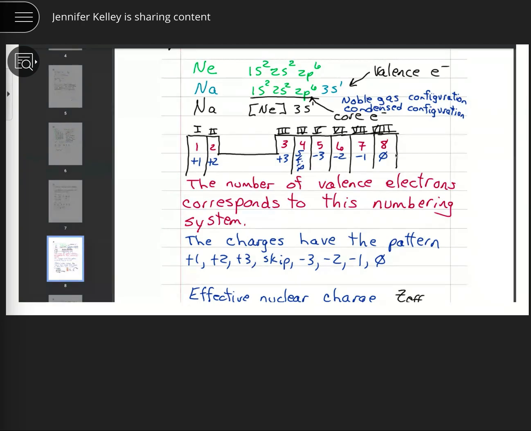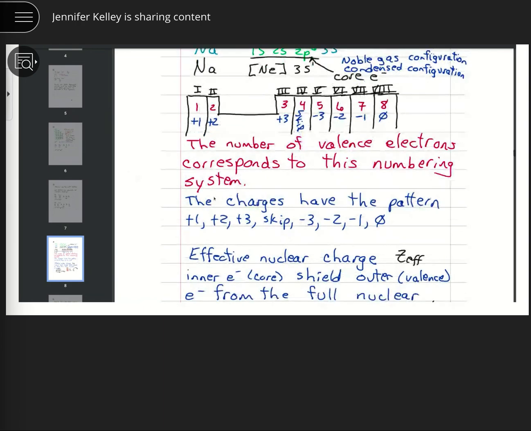And below that, I just did a reminder of what's the normal charge it usually makes. So everything in column 1 usually makes +1. Column 2 makes +2. Column 3 makes +3. So far it's the same pattern as the valence electrons. Then we skip column 4 because you have to know something else to figure out column 4. We'll get to that later in the semester. And then column 5, instead of being -5, is -3. Then it goes -2, -1, and then neutral. So the pattern is 1, 2, 3, skip, -3, -2, -1, 0.